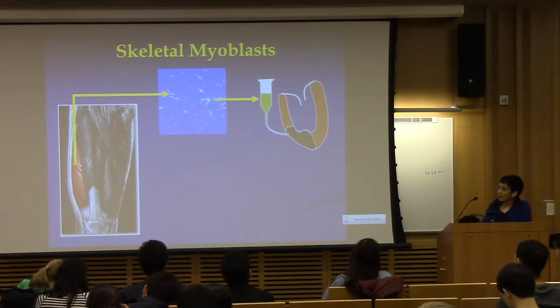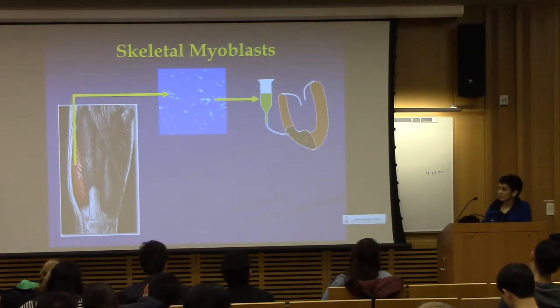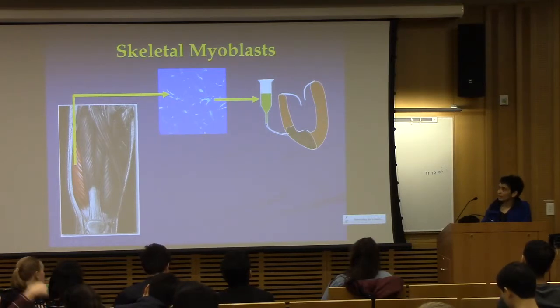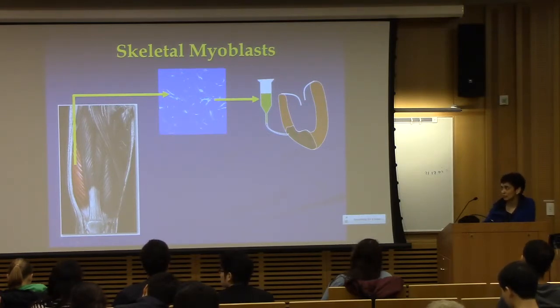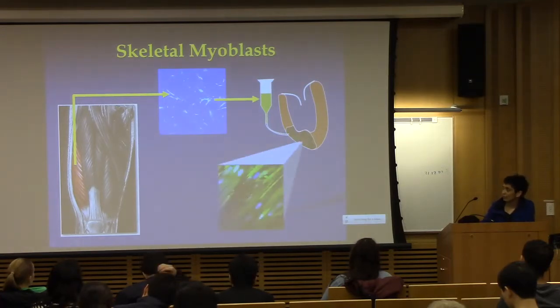In clinical trials, they harvested the skeletal myoblasts from the vastus lateralis, which is the thigh muscle, and then expanded them in culture. This is just an example of skeletal myoblasts growing in culture, expressing GFP, or green fluorescent protein. These are not the ones we use in clinical trials, just cells that we use in the lab. This is what the skeletal myoblasts look like, and when they differentiate, they form skeletal myotubes, and this is what skeletal myotubes look like.